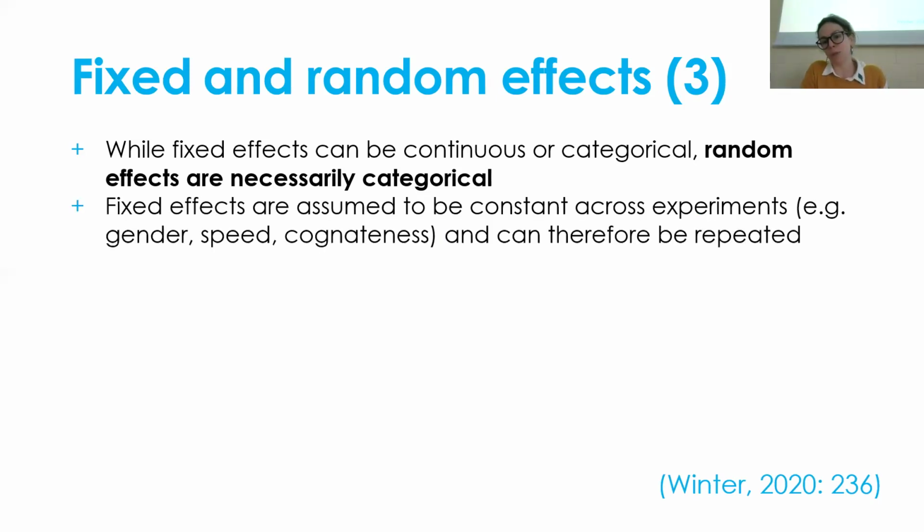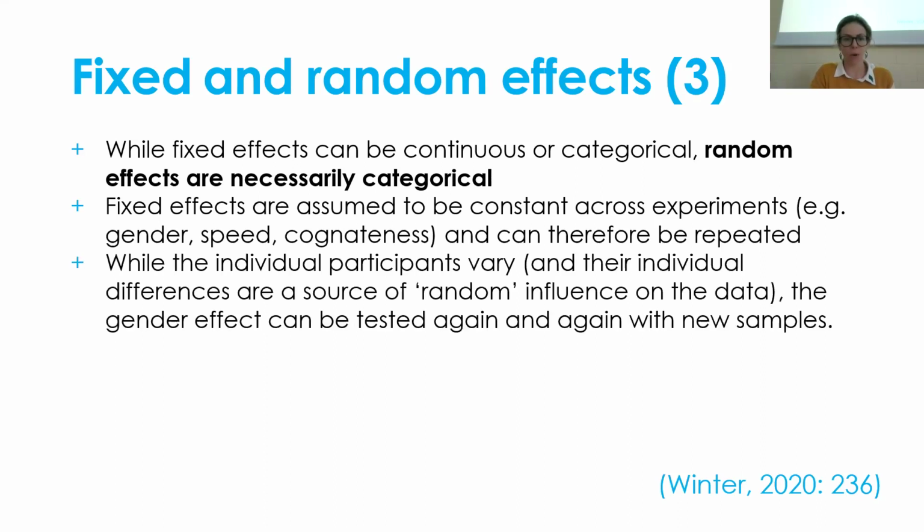Fixed effects are also assumed to be constant across experiments. This means that they can be repeated, right? Whilst individual participants will vary from experiment to experiment, because when you collect more data you will use different people, this is your source of random variation in the data. But if you're interested in looking at gender effects or speed or cognateness, which is a fixed effect, you can test again and again with new samples of participants, right?